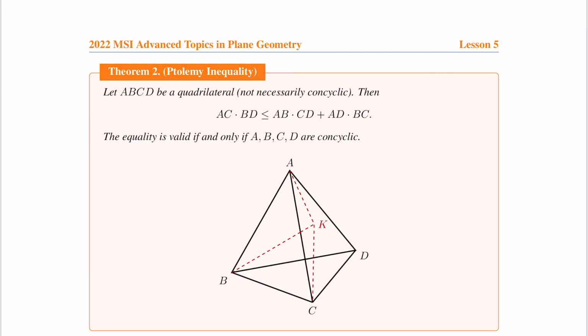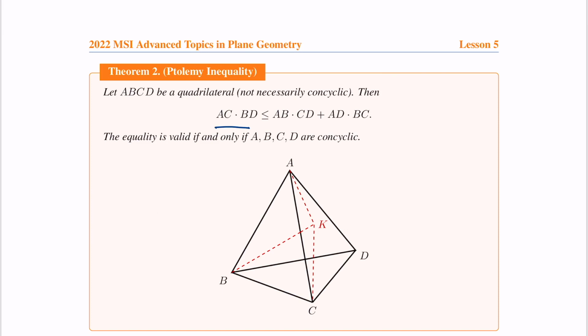It turns out that you can still talk about the product of the diagonals, and you can still talk about the sum of the products of the two pairs of opposite sides. Okay, so they may not be equal, but at least you have the inequality. You know that the first one, AC times BD, is not more than the summation of the other two. And the equality is valid if and only if A, B, C, D are concyclic.